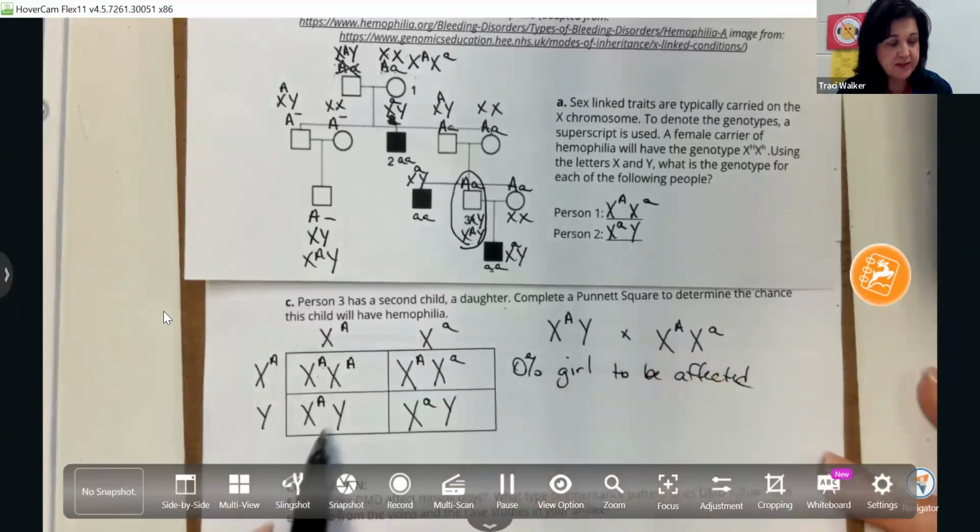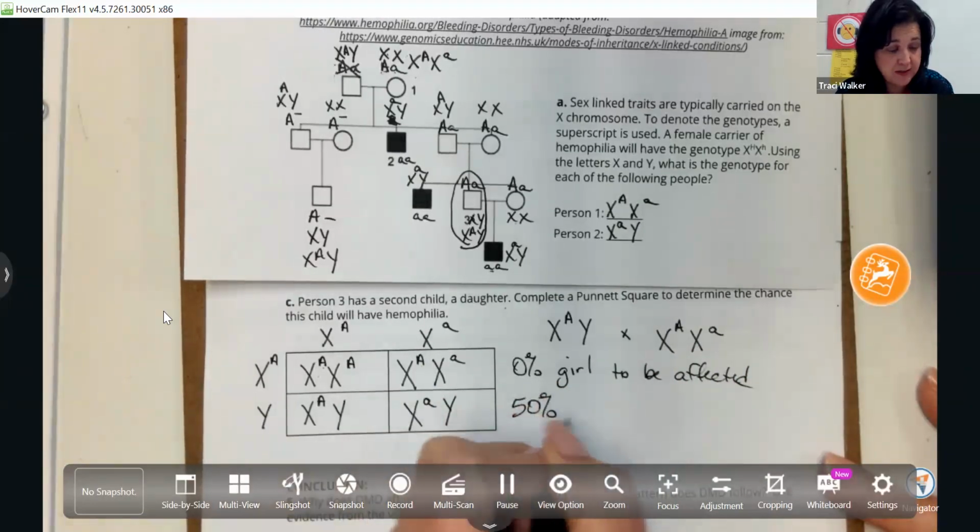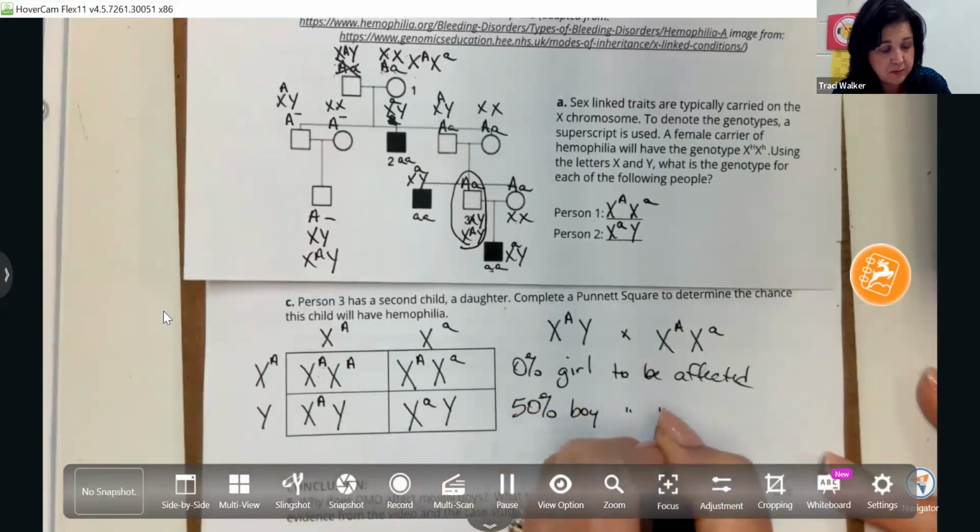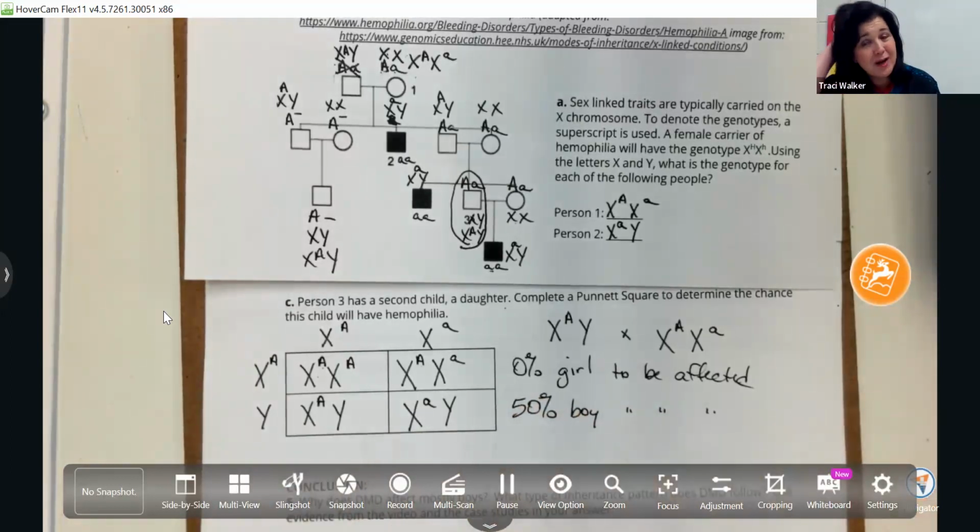But look at if it's a boy. So if they have another child and it's a boy, if the boy inherits the dominant allele on the X chromosome, they're not going to have hemophilia. But if the boy inherits the recessive allele on that X chromosome, they are going to have it. So it's 1 out of 2 if it's a boy. So a 50% chance that a boy will be affected. Okay, so that's why with sex-linked traits, boys are more likely to be affected than girls.